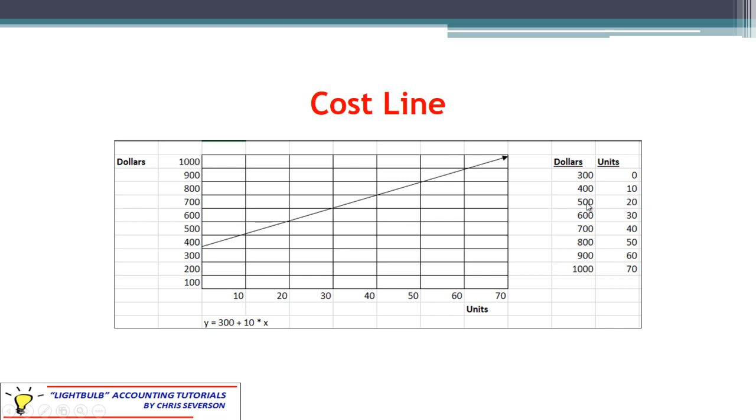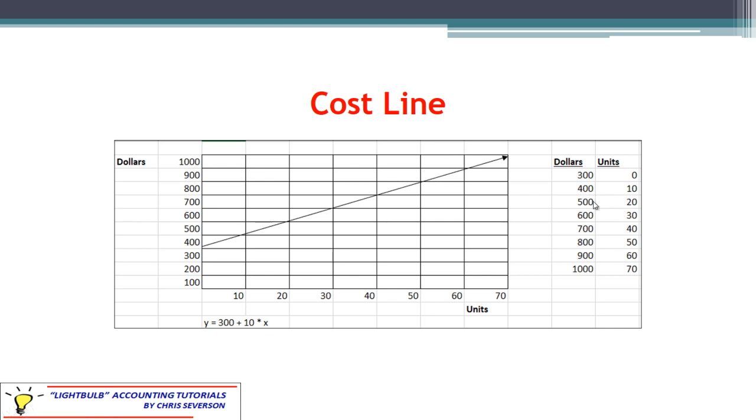20 units, we have $500 in cost. So what you can actually tell here, this is intentionally a very basic problem, you can tell that 10 additional units cost another $100. So we went from 300 to 400 by just increasing to 10 units. We do the same thing again when we increase from 10 to 20 units. Another 10 units, we increase another $100.